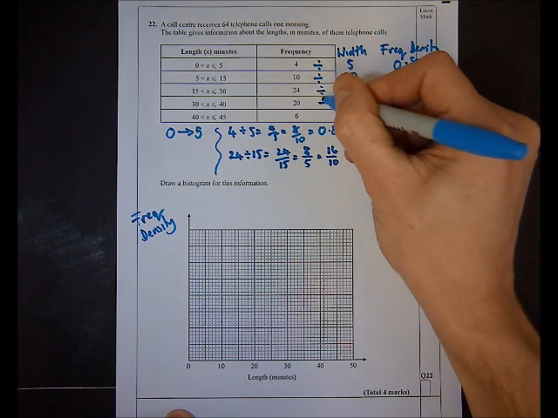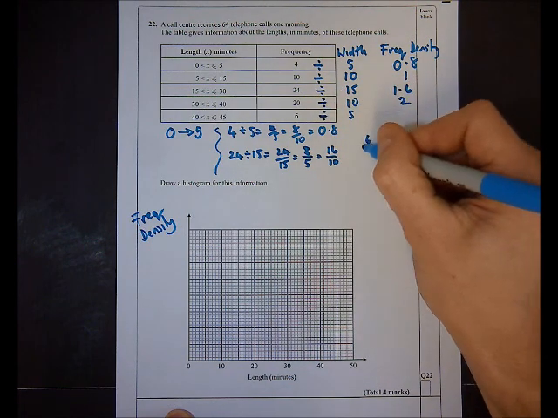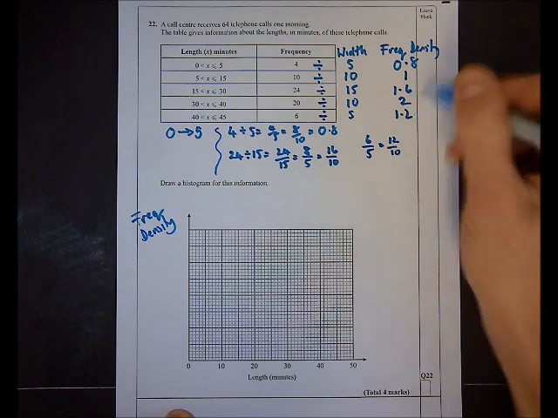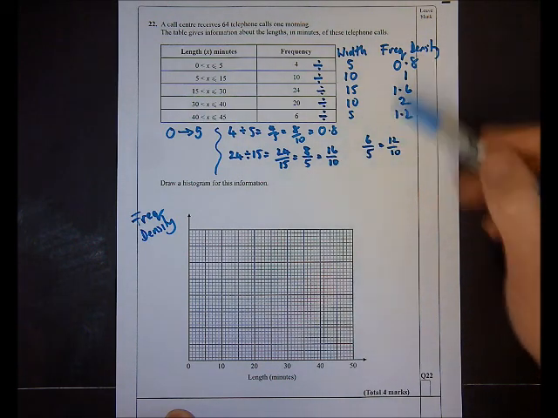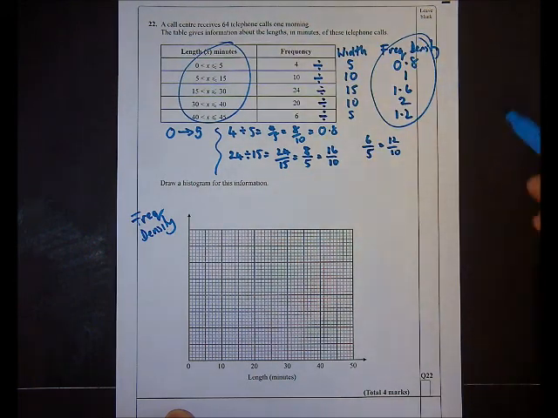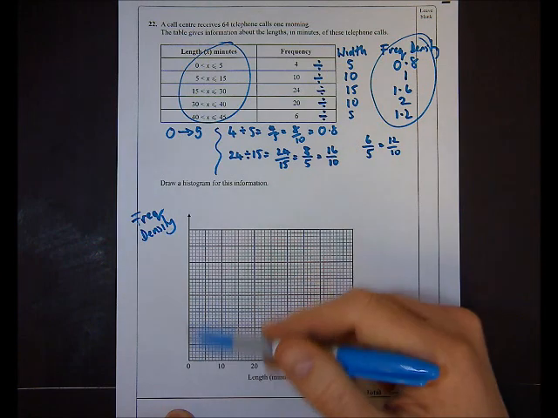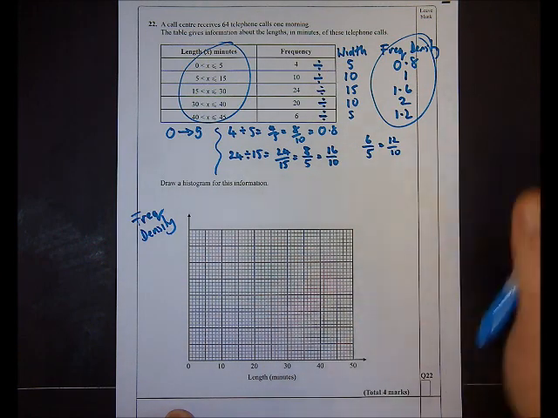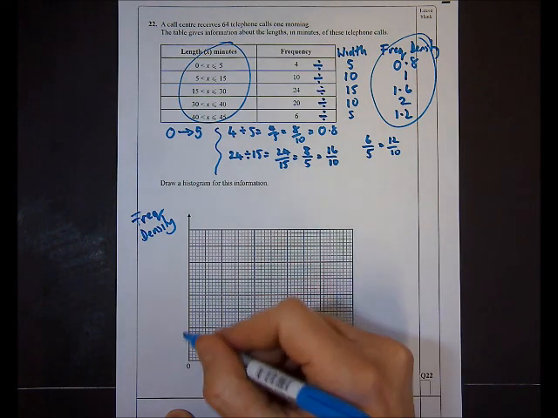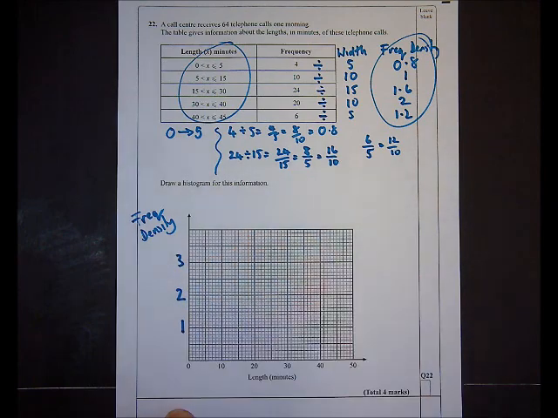Fourth group, 20 divided by 10 is 2, and the last group, 6 divided by 5 is 12 over 10, which is 1.2. Now all I need to do is transfer this information, the length of calls and the frequency density, which are marked on the axes, onto the graph paper. Now I've got to choose my scale because I'm not told. There are a couple of scales I could choose. I'm going to start with the easiest possible scale, which is I'm going to assume that from here to here is 1, therefore that's 2, 3, and so on.